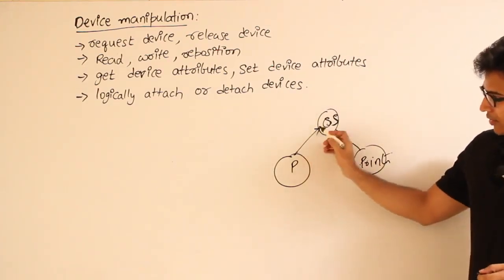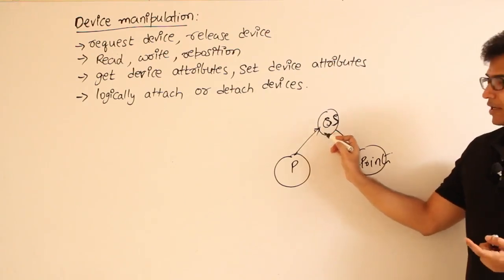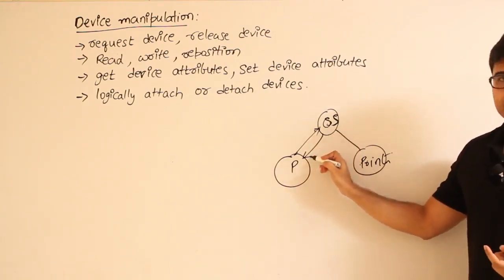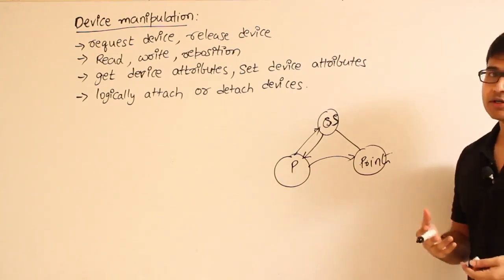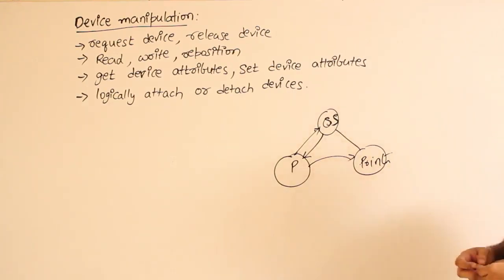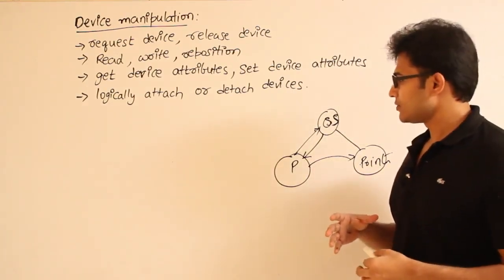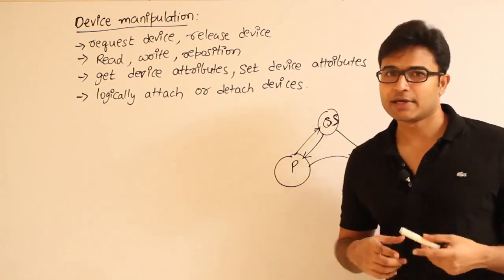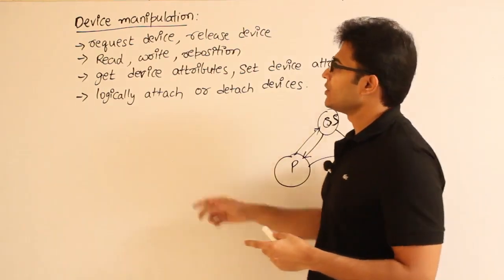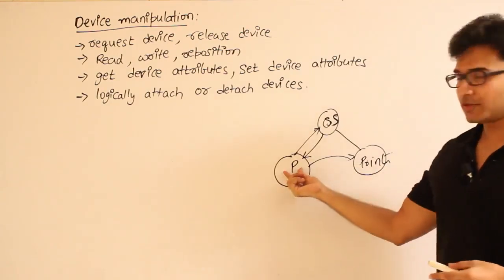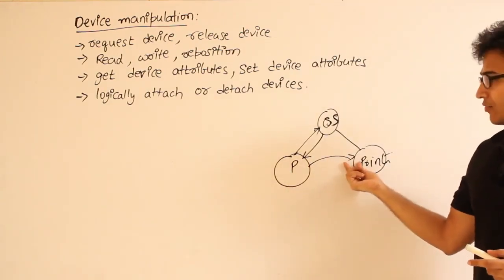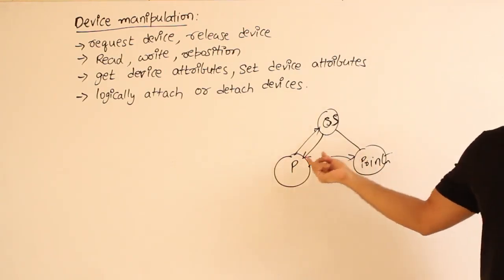So for that, it has to have the system call, and once the operating system grants the permission, it will go to the printer daemon and start printing. So the required system calls that any operating system has to provide are, in general, one, request the device, and two, release the device. Any process should request it, and after its work is done, it should release it.